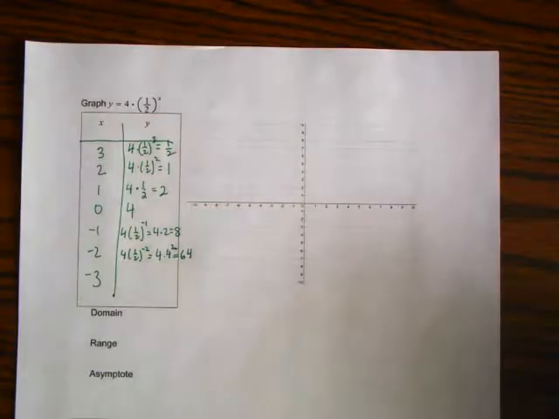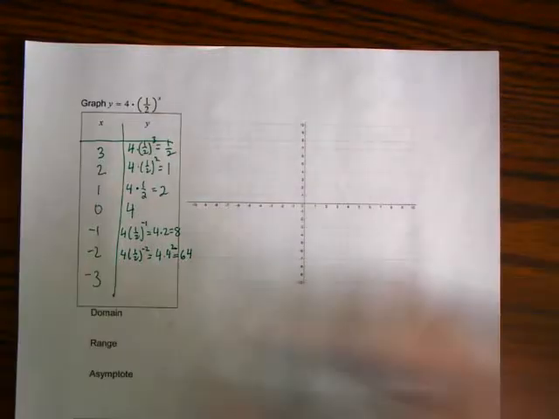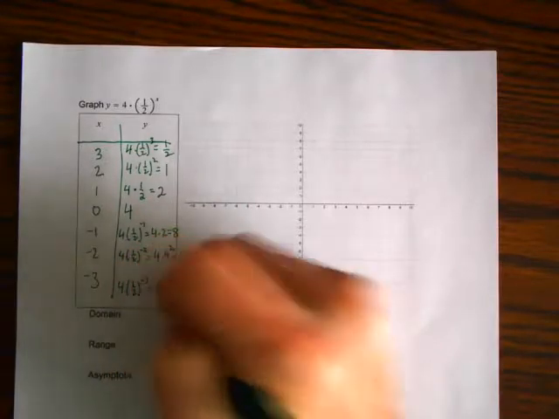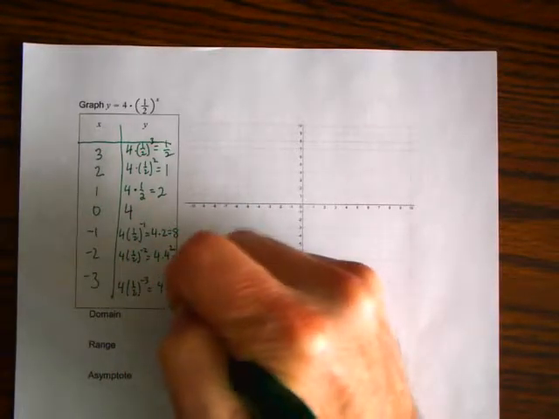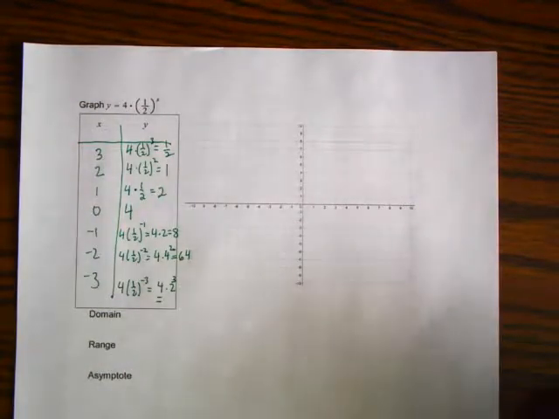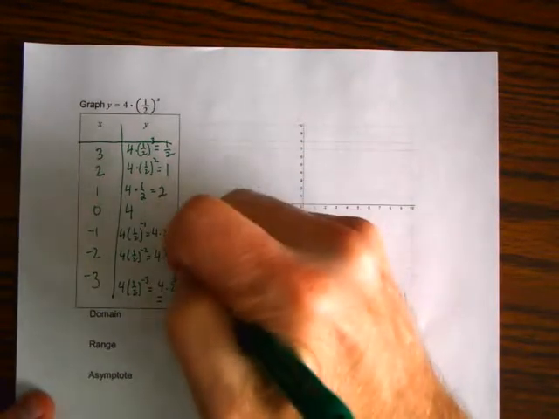So we see what's happening here. Our y numbers are getting really large really quickly. 4 times 1/2 to the negative 3. That's 4 times 2 cubed. Oh, I made a mistake back here, didn't I? Sorry.